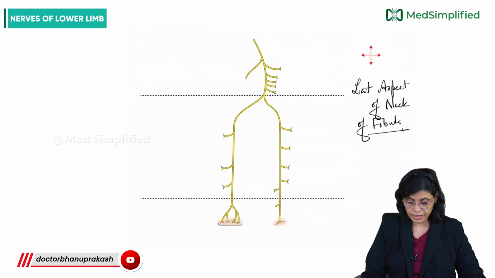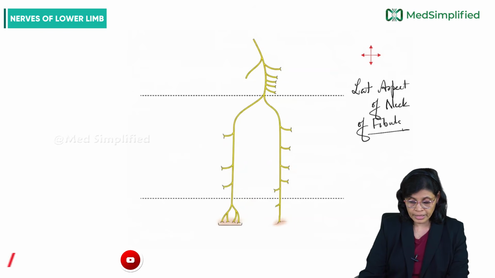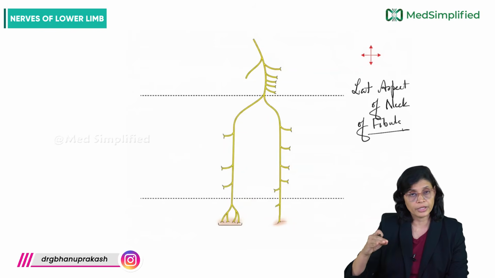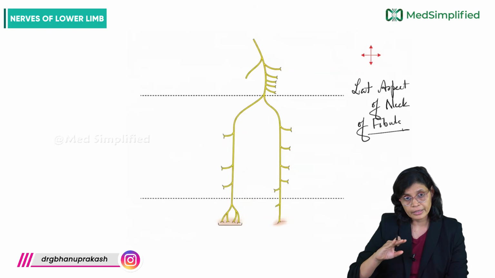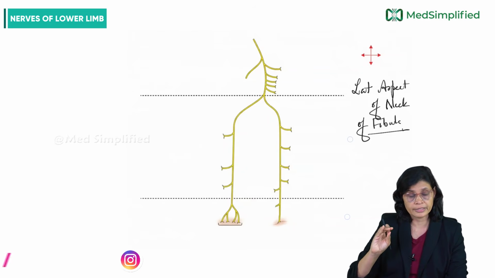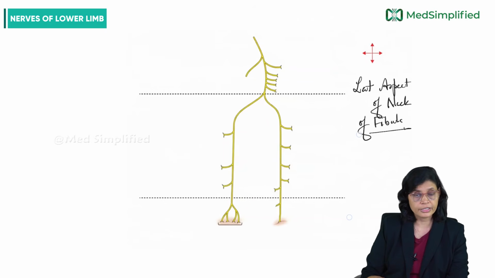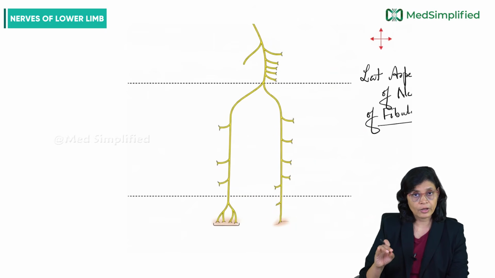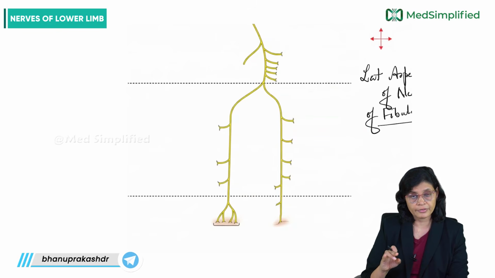It will reach deep to the peroneus longus, and it will divide into two branches, the deep and superficial branch. The motor branches of the deep peroneal nerve will supply all the muscles of the anterior compartment of the leg, and in the dorsum of the foot, it will supply the extensor digitorum brevis muscle as well as the skin over the first cleft.